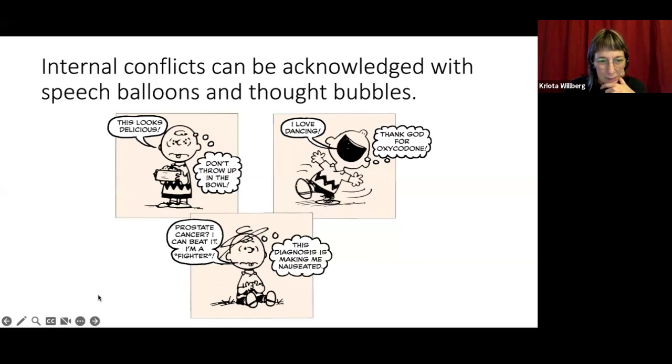And then here, again, from my experience at Sloan Kettering, here we can see that there's emanata of kind of confusion, dizziness, disorientedness, and the tongue sticking out. And then also with the physical language of Charlie Brown holding his abdomen, we can tell that he's not feeling well at all. And then he's saying, prostate cancer, I can beat it. I'm a fighter.